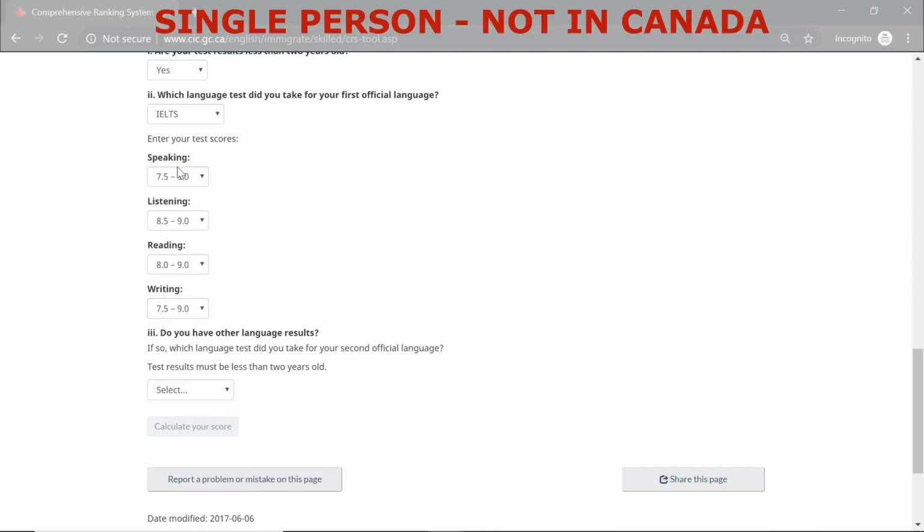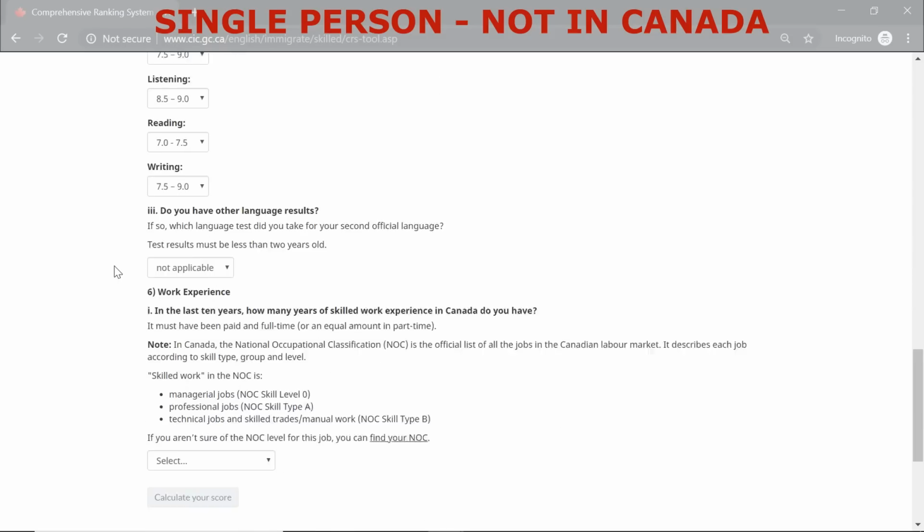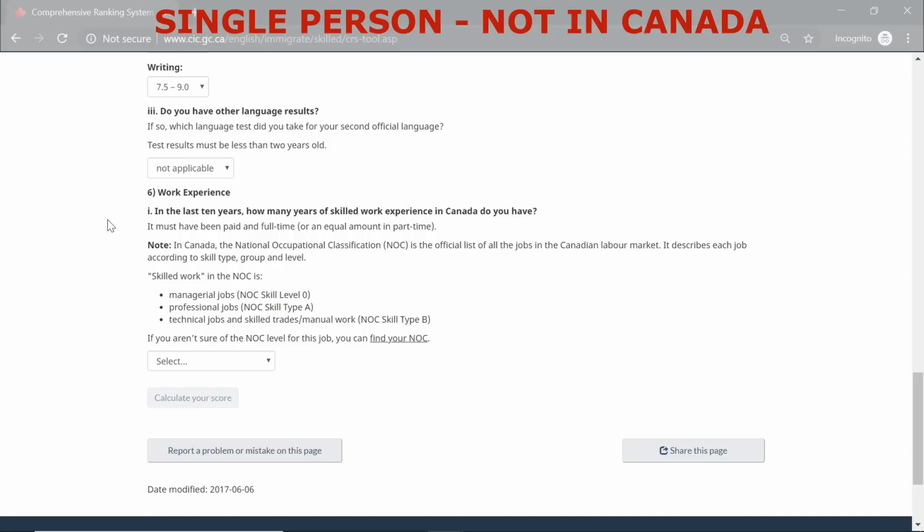When I did my test, for speaking I got 9, for listening I got 9, for reading I believe I got 7.5, and for writing I got 8. So I would have probably been in this band of scores. Do you have any other language test results? Usually no, we're not trying to prove twice that we can speak English, because we are from an English-speaking country. Just saying. Work experience in the last 10 years.